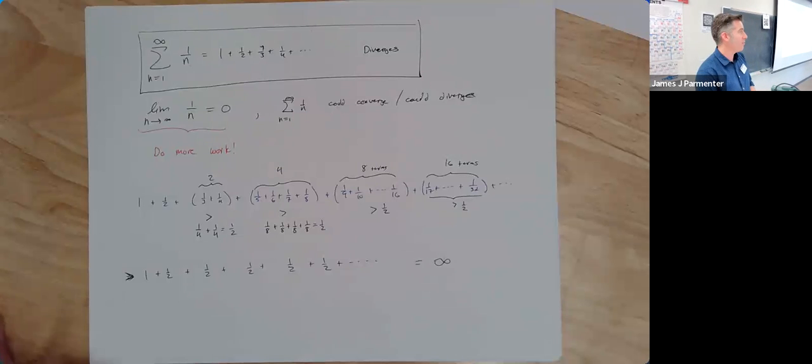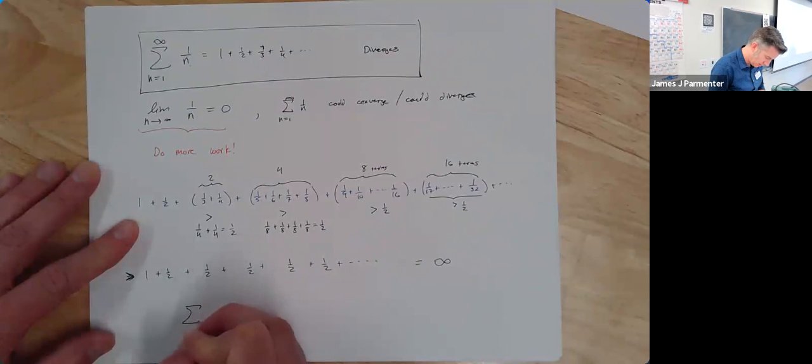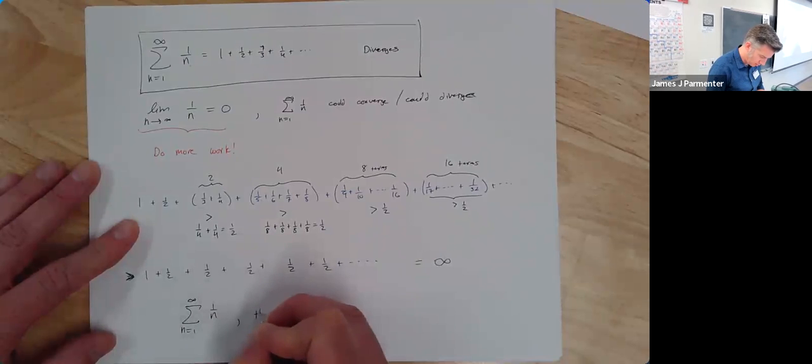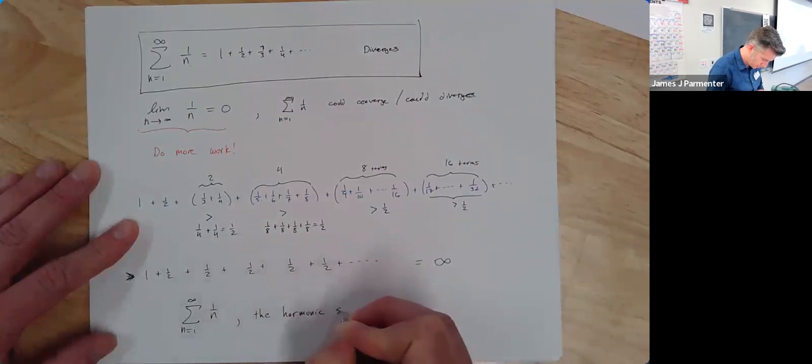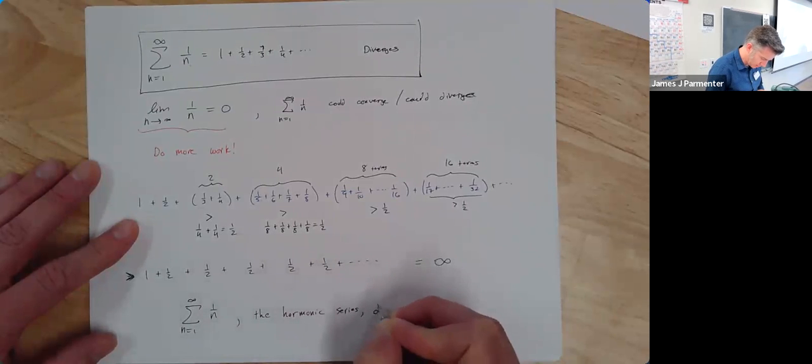Yes, you do have to grab twice as many terms every next time you want to get a half, but there's always going to be twice as many terms as there were before because there is an infinite number of terms. So this is one way of showing that the harmonic series, which is what this series is called, the series from n equals 1 to infinity of 1 over n, diverges.